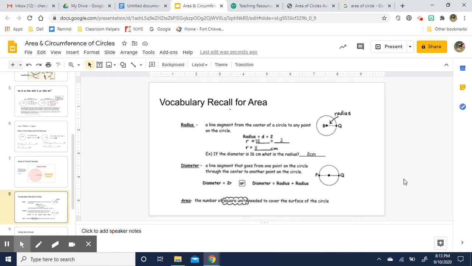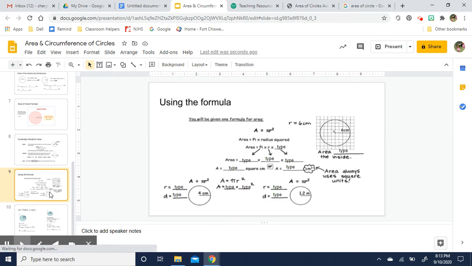Area, remember, is the number of square units needed to cover the surface of the circle. All right, so when you use the formula, you're going to be given a formula. And remember, area is equal to pi times r squared. So they're telling us our r is 6 centimeters in that picture. So the area is the units inside the circle.